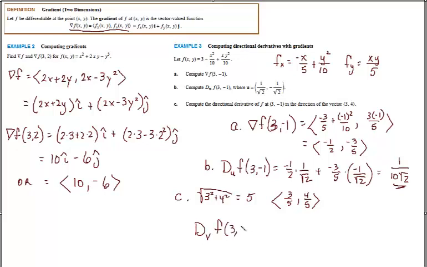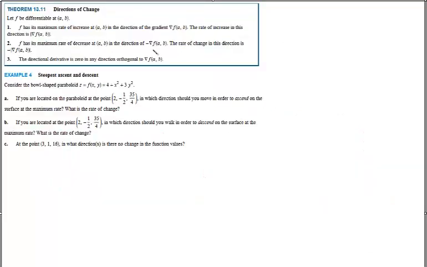To get that directional derivative, they didn't give me a letter, so let's just call that v. F of 3, negative 1. We're going to say this is my v, and I will just compute that dot product. We now have the slope of the surface in the direction of this vector v. That's the surface I'm looking at.